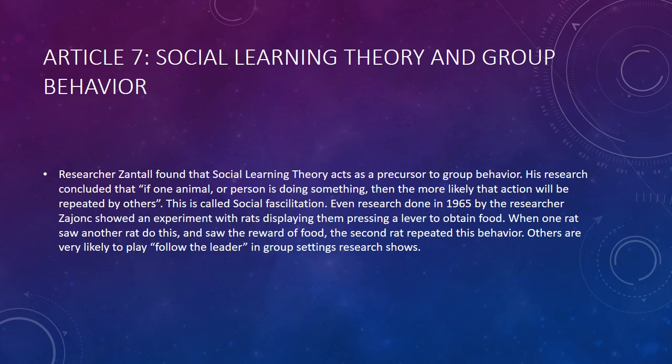His research concluded that if one animal or person is doing something, then the more likely that action will be repeated by others. This is called social facilitation. Even research done in 1965 by the researcher Zhang showed an experiment with rats pressing a lever to obtain food. When one rat saw another rat do this and saw the reward of food, the second rat repeated this behavior. Others are very likely to follow the leader in group settings, research shows.